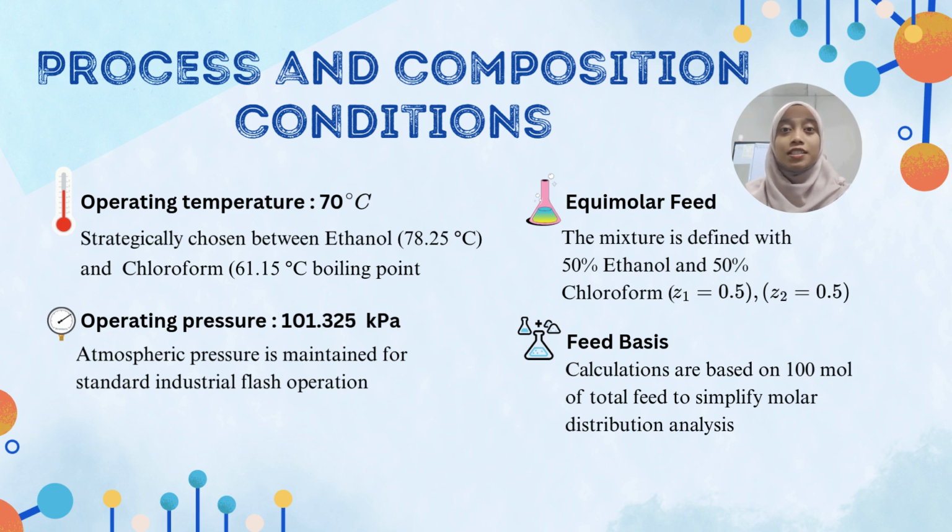The operating temperature is set at 70 degrees Celsius, which is between the boiling points of ethanol and chloroform. This temperature allows partial vaporization and promotes separation. Next, the operating pressure is maintained at 1 atm, which is equivalent to 101.325 kilopascals, representing standard industrial conditions. The feed is an equilibrium mixture consisting of 50% ethanol and 50% chloroform. For simplicity, all calculations are based on a 100 mole feed basis.